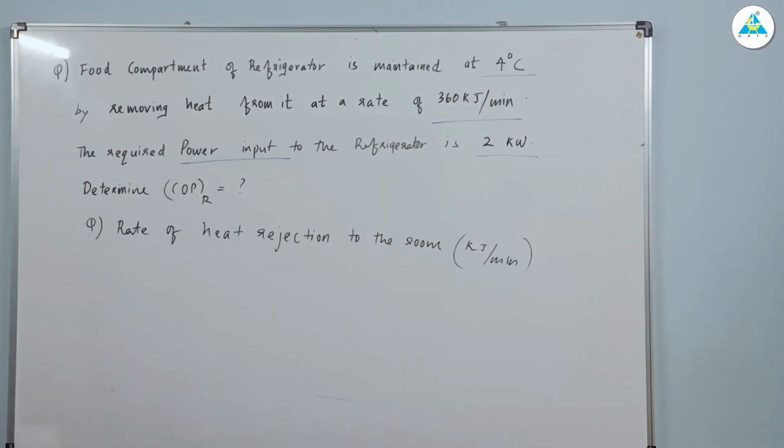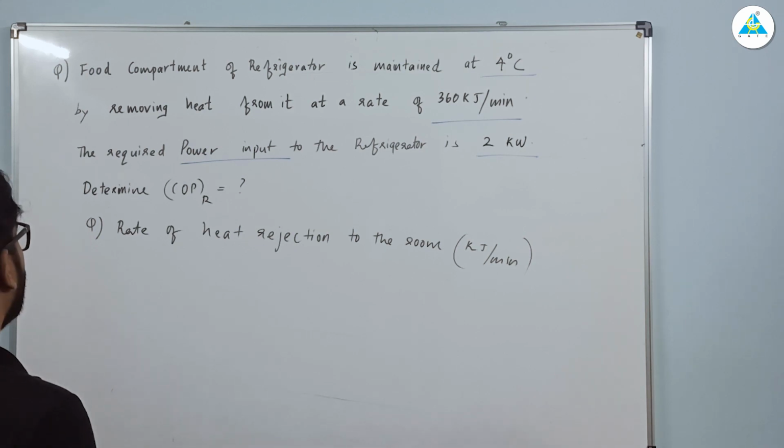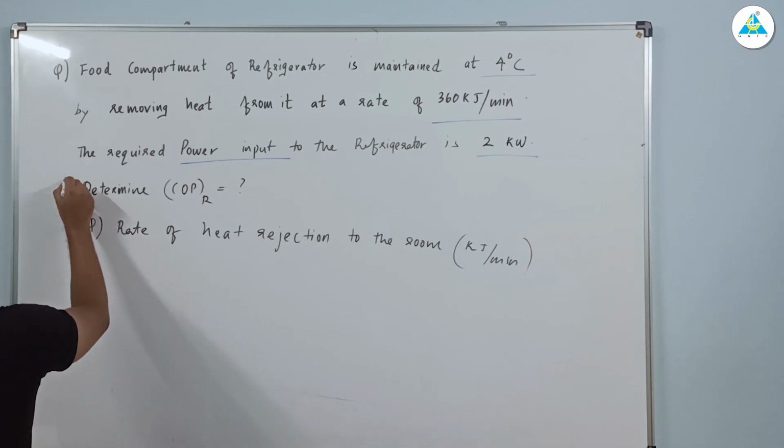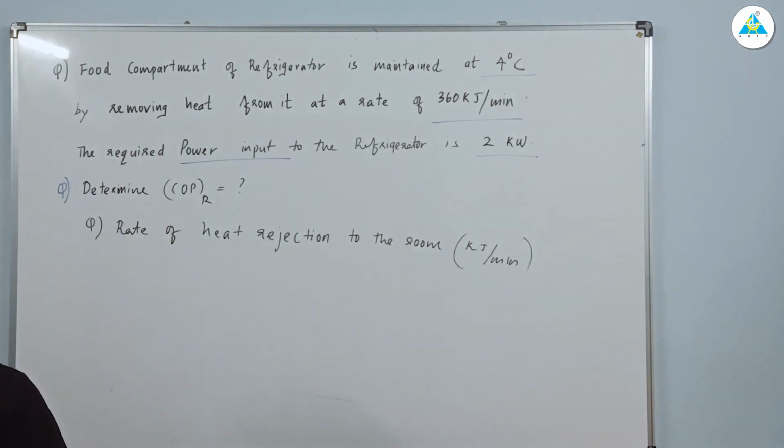Calculate the rate of heat rejection to the room. Right, you need to find the rate of heat rejection to the room, and you need to find the required power input. Sorry, you need to find the COP. So this is the first question. You need to find the COP and you need to find the rate of heat rejection.